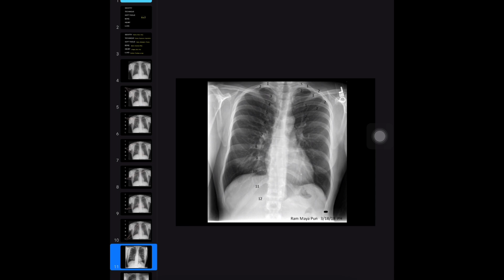So this is the good X-ray. And then the inspiration, whether the lungs are fully inflated or not, you have to see. And for the soft tissue, you have to see the neck side, thorax region, and the abdomen.